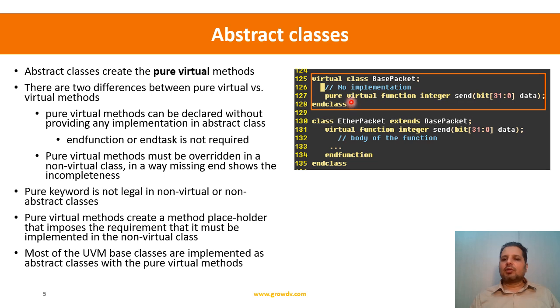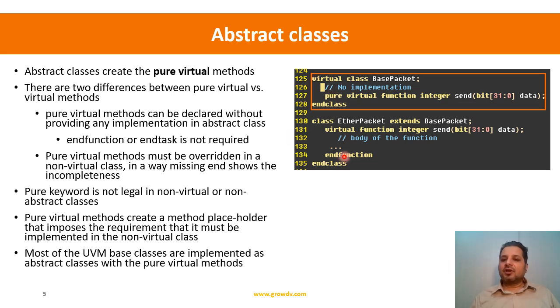Because as we talked about, even a virtual method can be implemented. It's just that it gets overridden, and the overridden functionality can be accessed through a base class handle holding a derived class object. But in the pure virtual function, you are not providing any implementation. You cannot do it. Since you cannot put endfunction or endtask, you cannot provide any implementation to the pure virtual functions, and it must be implemented in the non-virtual class that derives this particular abstract class.